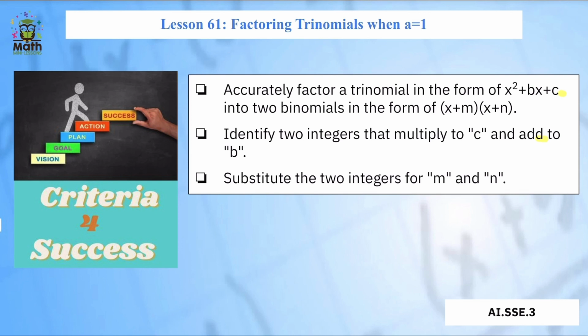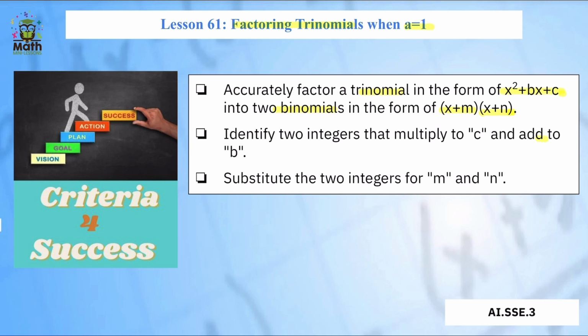Last set of polynomials was a lot of fun. Now we're going to go back to factoring trinomials when a is equal to 1. So we're going to accurately factor a trinomial that's written in this form, x squared plus bx plus c, and create two binomials where we have x plus m times x plus n. So it's going to look like what we did in the last lesson, right? Where we took that group and we created two separate groups multiplied together.